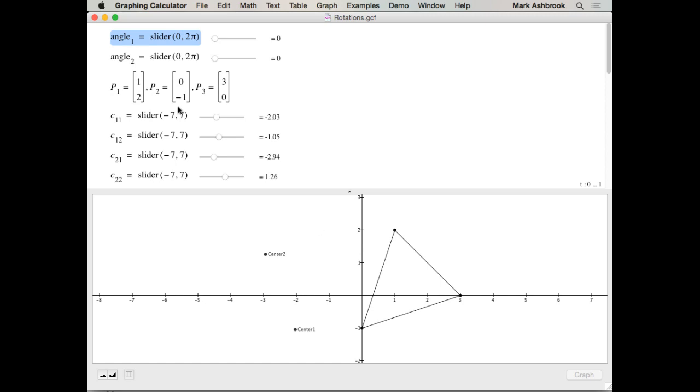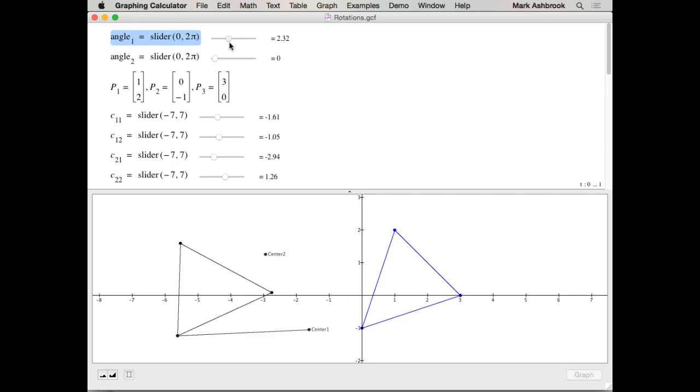Okay, so again, the points of the vertices of the triangle are adjustable according to what you enter here. The centers can be moved around: X coordinate of the first center, Y coordinate of the first center, X coordinate of the second center, Y coordinate of the second center. And then angle 1 will grab the triangle and rotate it about center 1.